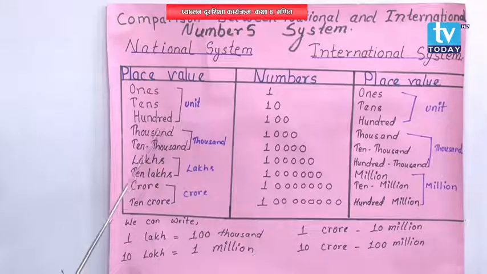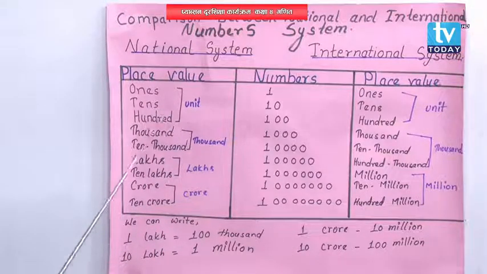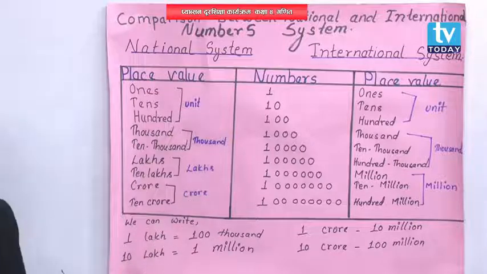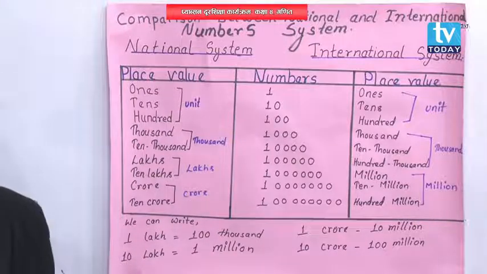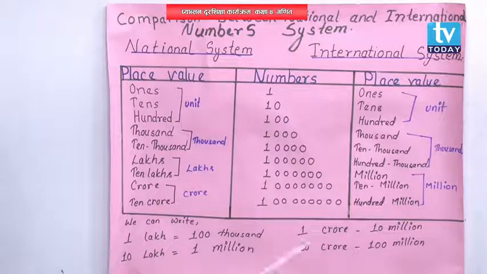1000 and 10,000 are repeated two times, two digits are there, so we write them in the form of 1000 only. Lakhs and 10 lakhs are there, so you write them in the form of lakhs. Crore and 10 crore are there, so you write them in the form of crore. So see here how to write the numbers.